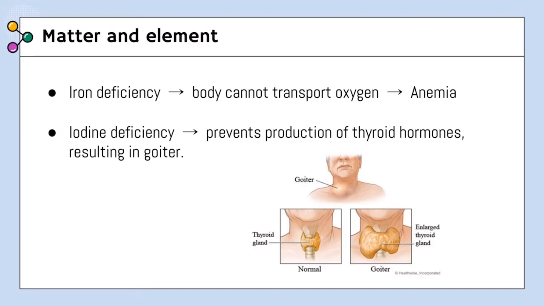For example, without iron, which is in blood, your body cannot transport oxygen. This causes iron deficiency anemia. Another example is iodine deficiency. Absence of iodine prevents production of thyroid hormones, resulting in goiter, swelling of the thyroid gland that causes a lump in front of the neck.